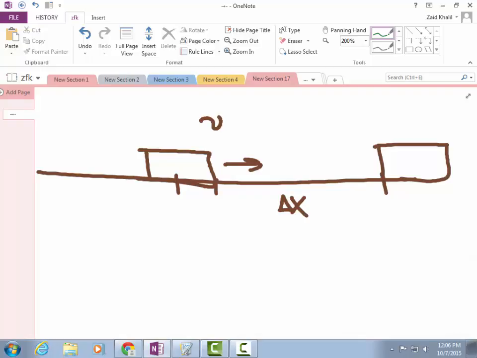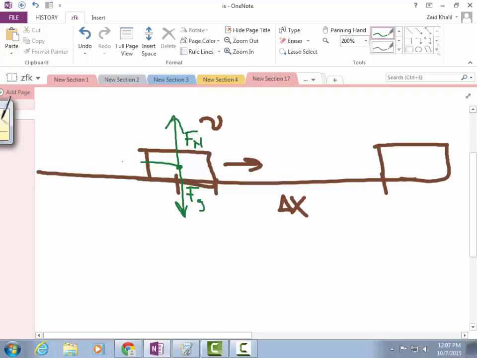Spit them out. Gravity. What else? Friction. So gravity, normal force, friction. What type of friction? Kinetic friction. Any other forces? Is there an applied force once it leaves my hand? Nope. No other applied force.